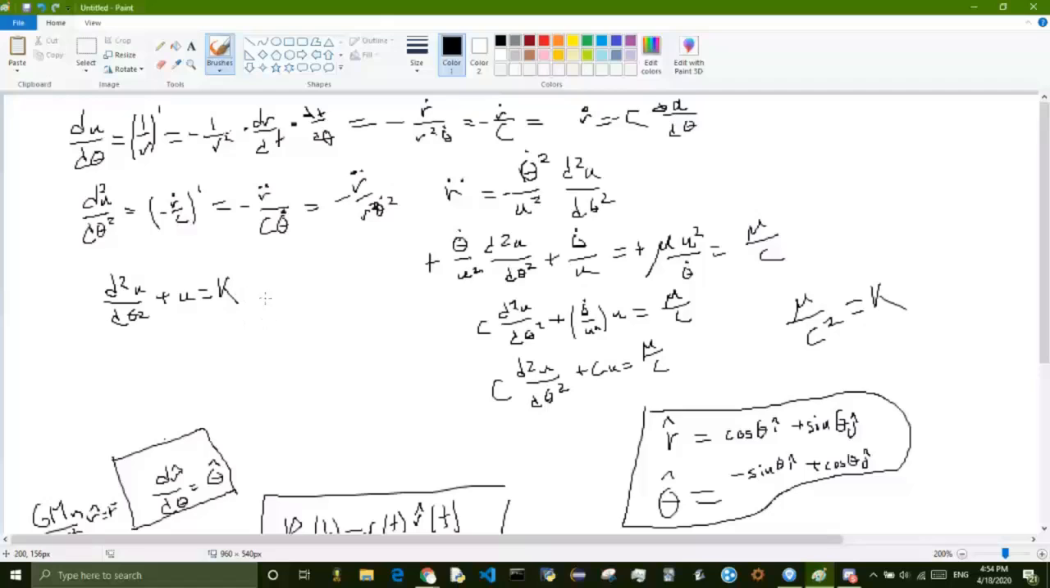Now all we need to do is subtract u on both sides. We get the second derivative of u equals k minus u. Right? Now all we need to do from here is say, well, k minus u equals L. Remember, k is just a constant, right? So the second derivative of L with respect to theta, because again, u is a function of theta, therefore L is a function of theta, equals negative the second derivative of u. I hope you can see that.